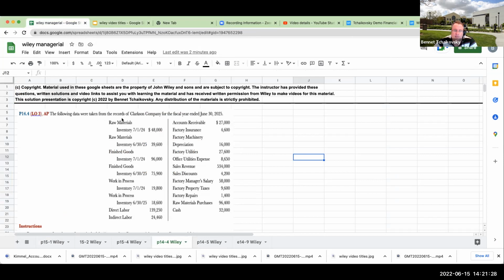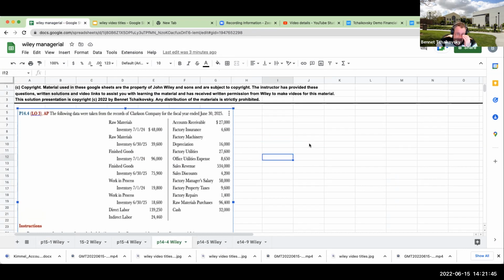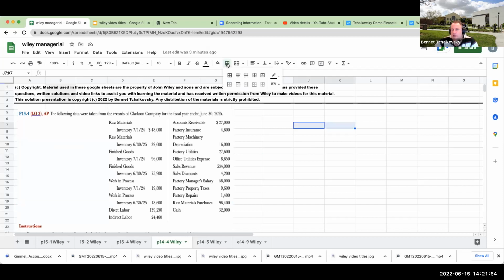So the following data were taken from the records of Clarkson Company for the fiscal year ended June 30th, 2025. We've got a bunch of information about raw materials, work in process, accounts receivable, and all this other kind of fun stuff. The first thing it's asking us to do is to prepare a cost of goods manufactured schedule. And if you've watched any of my videos on this topic, I'm not a huge fan of that traditional way of using a schedule to determine cost of goods manufactured.